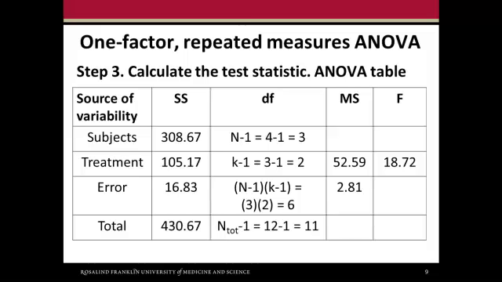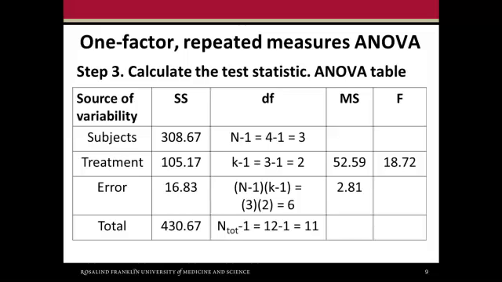It's k minus 1. So we had 3 different treatments: the initial pre-treatment, post-treatment, and a 6-month follow-up. So that's 3 minus 1, equal to 2. And then we have the error. We have our error sum of squares, and our degrees of freedom for this is based on the degrees of freedom for the subjects times the degrees of freedom for the treatment. 3 times 2 is equal to 6.